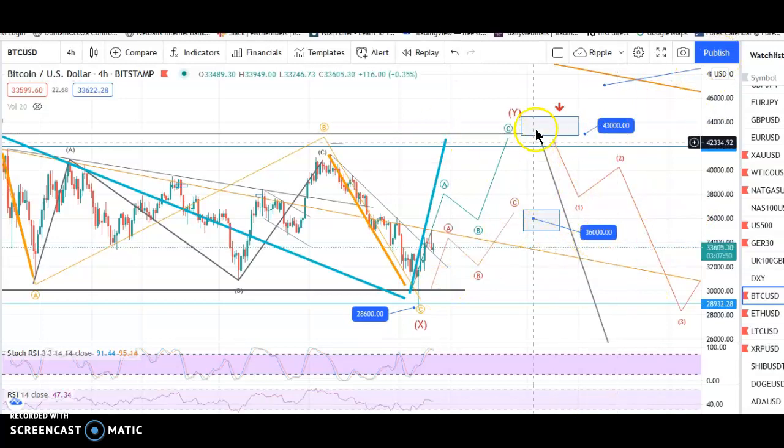Anyway, so I'm waiting for this to happen. Get up there. I'm going to be selling aggressively. I like to sell from the tops, but it is quite aggressive. So don't try that strategy if you don't know what you're doing.